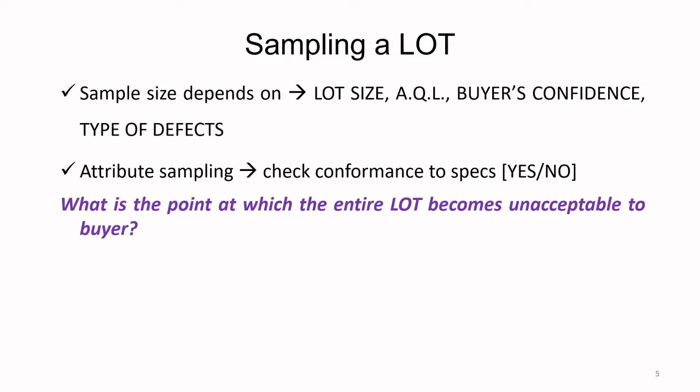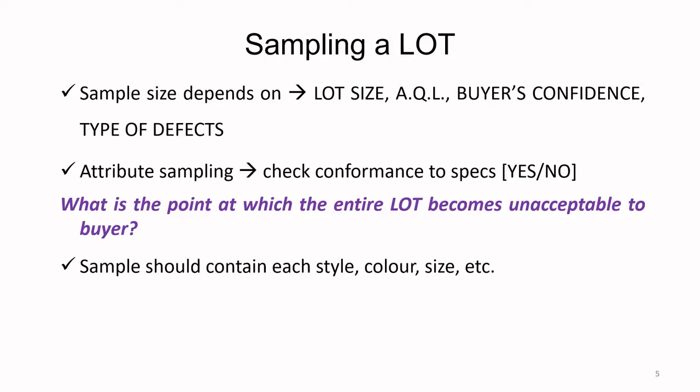Now, when you check the measurements, some measurements will be correct, some will be incorrect. Some measurements will be incorrect by just 1 mm or 2 mm. Some will be wrong by half a centimeter. Some may be wrong by 1.5 centimeter. Now, how do you decide what is acceptable and what will be rejected? So, what is the point at which the entire lot becomes unacceptable to the buyer? That is what precisely we are going to see.